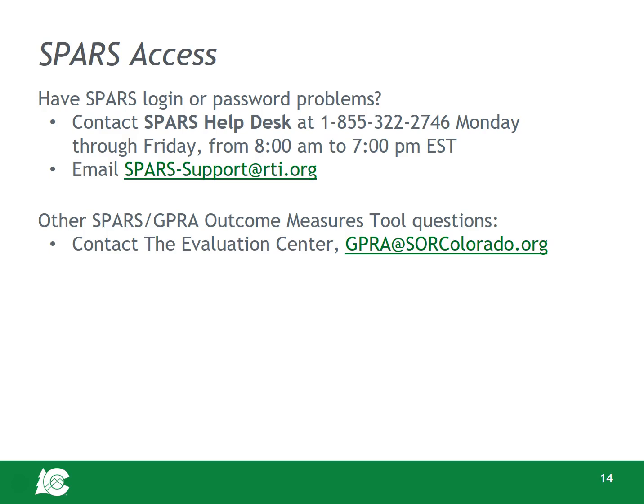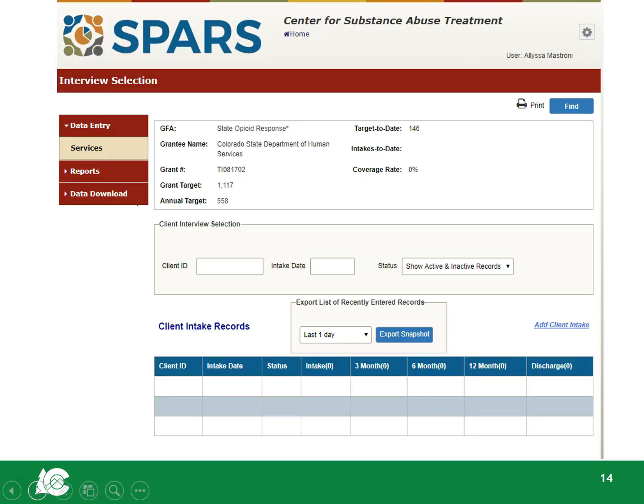Once you start entering GPRA data into the online tool, you may have questions about the tool itself. Please watch our training video on the GPRA tool, and if you have any additional questions, please contact us at the Evaluation Center. After gaining access and logging into your account, you will then administer the tool and enter the data into SPARS. Once you click the CSAT Data Entry and Reports tab, you will then be directed to the data entry screen. Here, you will click the Services button and navigate to the Add Client Intake hyperlink. After clicking the hyperlink, you will be able to begin administering this GPRA tool.